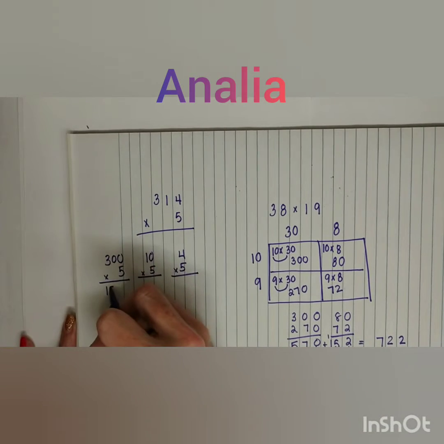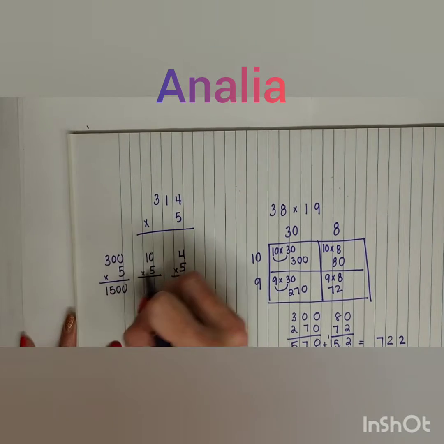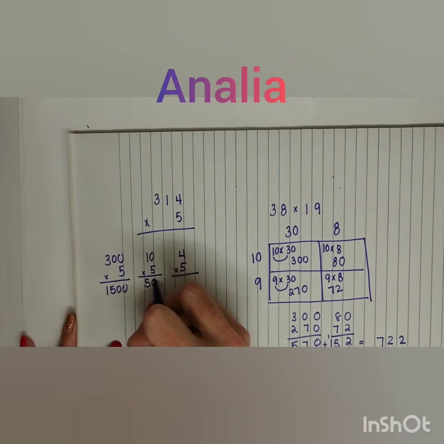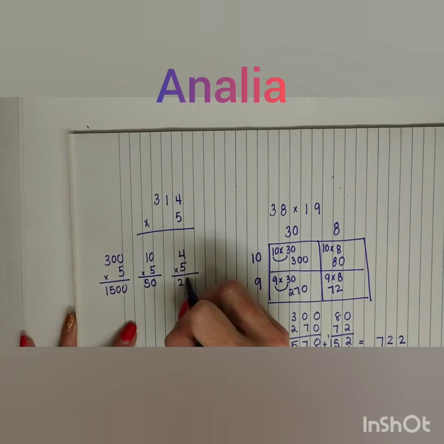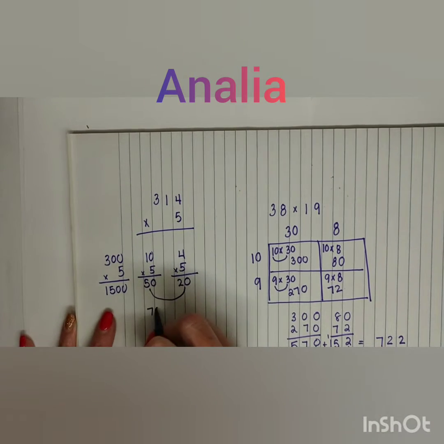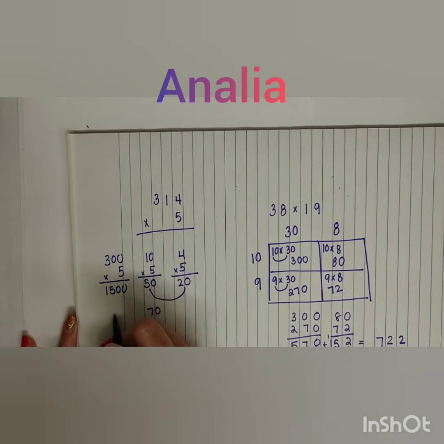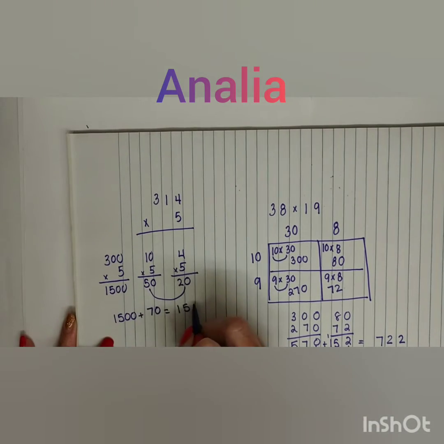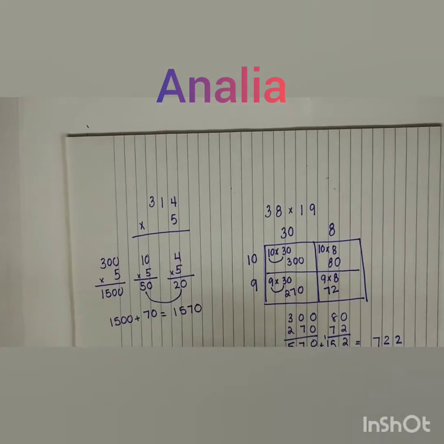5 times 3 is 15, with 2 zeros. 5 times 1 is 5, with 1 zero. 5 times 4 is 20. And then I add these. 20 plus 50 is 70, plus 1,500 is 1,570.